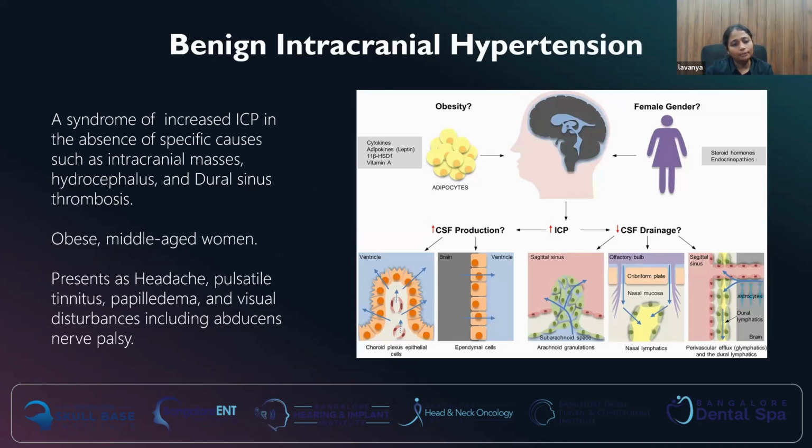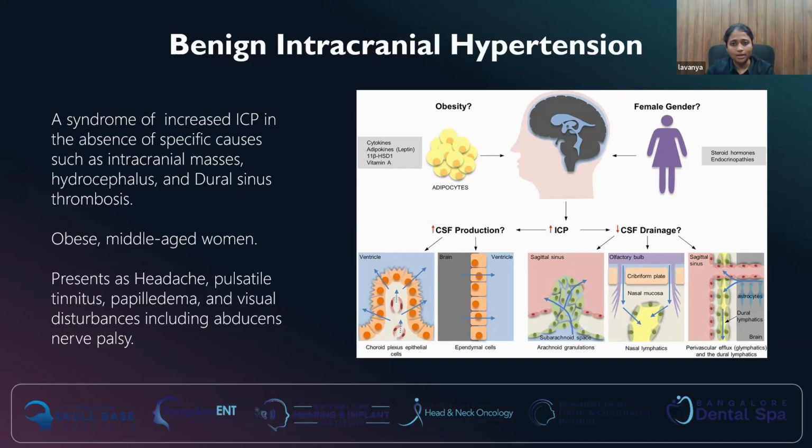BIH, or benign intracranial hypertension, is nothing but a syndrome of increased intracranial pressure in the absence of specific causes. After a complete history, examination, and radiological evaluation, we cannot say with certainty the cause for the increased intracranial pressure, or everything else seems to be normal and we can't pinpoint a cause. In those cases, we call it benign intracranial hypertension. There are no intracranial masses, no hydrocephalus, no dural sinus thrombosis, or any known cause. It is more commonly seen in middle-aged women in their fourth decade and generally who are obese.